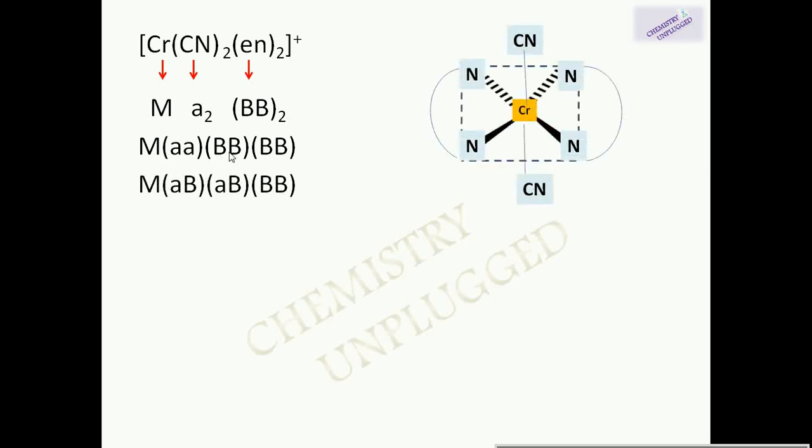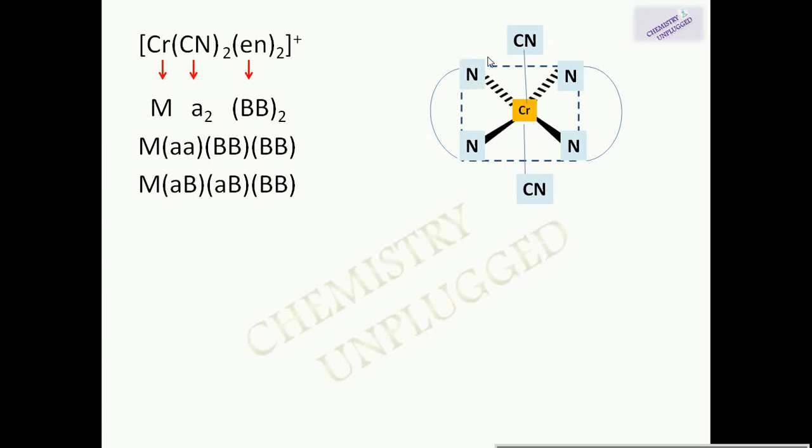In the next example, we have [Cr(CN)2(en)2]+. So we will again write it as MAB. So M is the central metal atom. We have 2 A type of ligands, CN, and en, ethylenediamine, is a bidentate ligand and we have two bidentate ligands here. So first MAA and BB. These two B, we are keeping in the same bracket because these are the two donor atoms of two different bidentate ligands. We have two bidentate ligands, so they can be trans to each other.